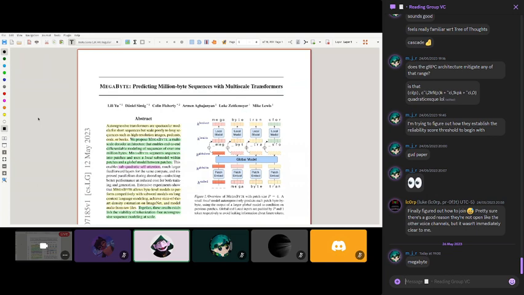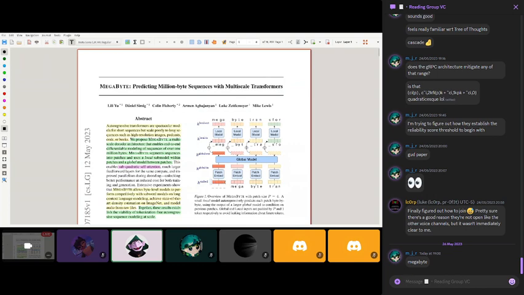MEGABYTE segments sequences into what they call patches, and then uses a local submodel within the patches, and then a global model between the patches. So they take the input sequence and split it up into patches, which is defined by their patch size, which we'll get to later. This diagram on the first page is a good example. So in figure one, the patch size is 4, which is what these 4 bytes are at the bottom. And they're splitting up this entire input sequence into 4 byte chunks.